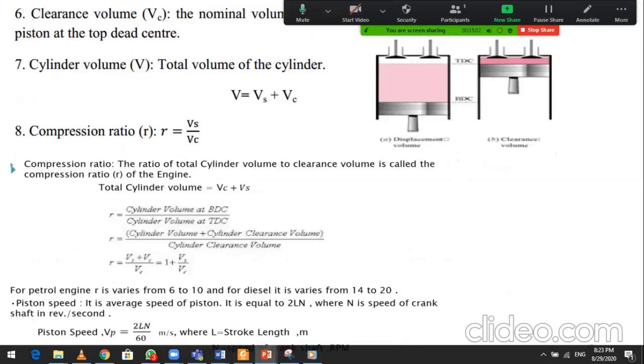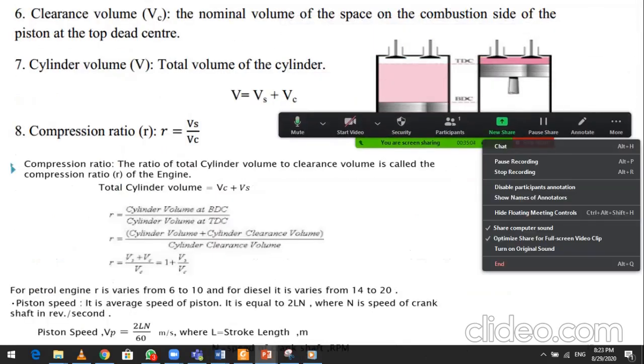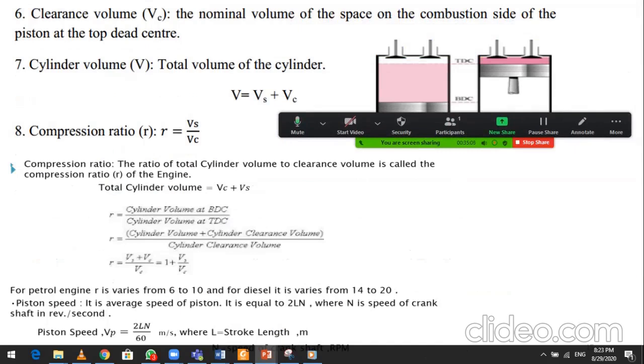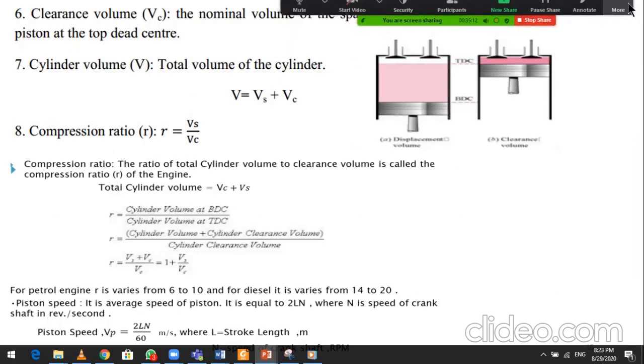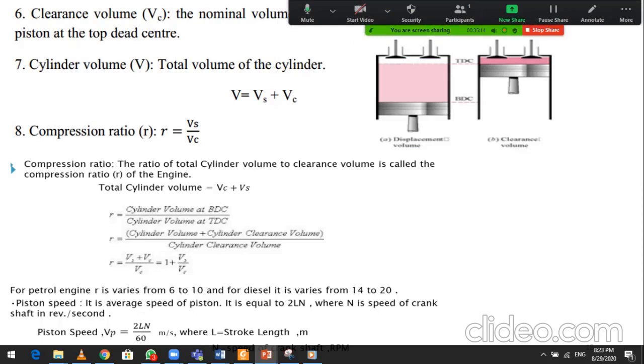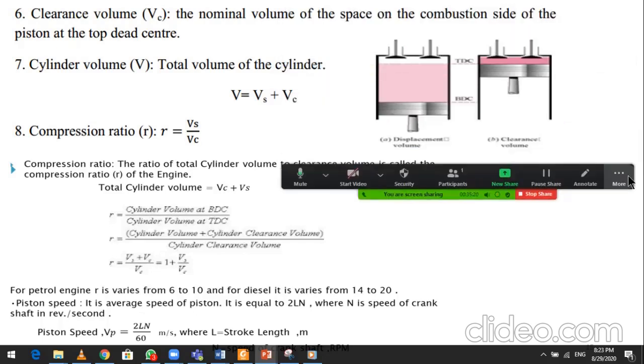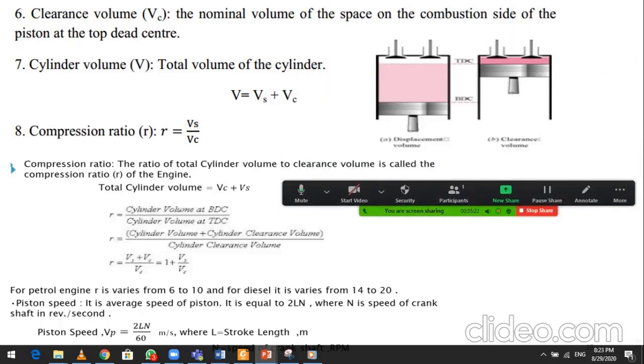And we have a clearance volume, which is denoted by VC, the nominal volume of the space on the combustion side of the piston at the top dead center. अब clearance volume क्या है? Actually clearance volume यहाँ पे एक छोटा सा स्पेस दिया जाएगा, तो वहां पे आप देखते हैं nominal volume of the space on the combustion side of the piston at the top dead center. ये clearance volume.